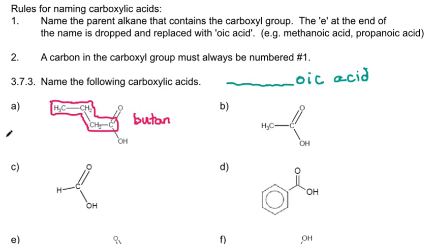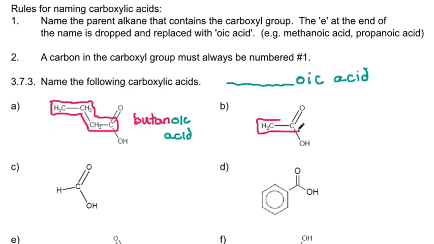But I'm leaving the E off to leave room for the ending, which is now oic acid. This compound is butanoic acid. Next one, COOH. Here's our carboxyl group.